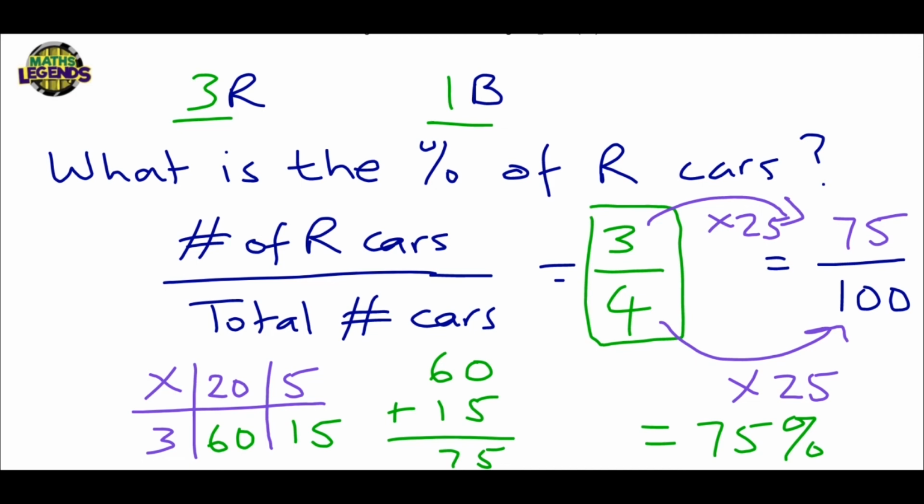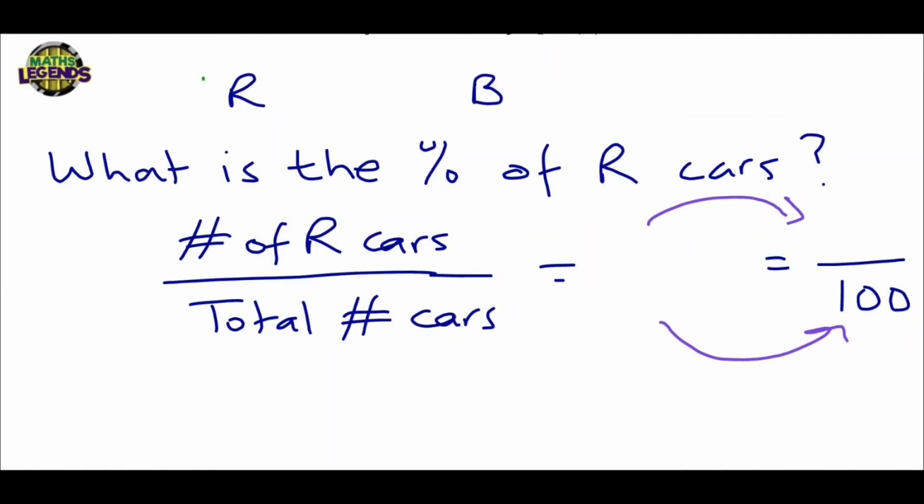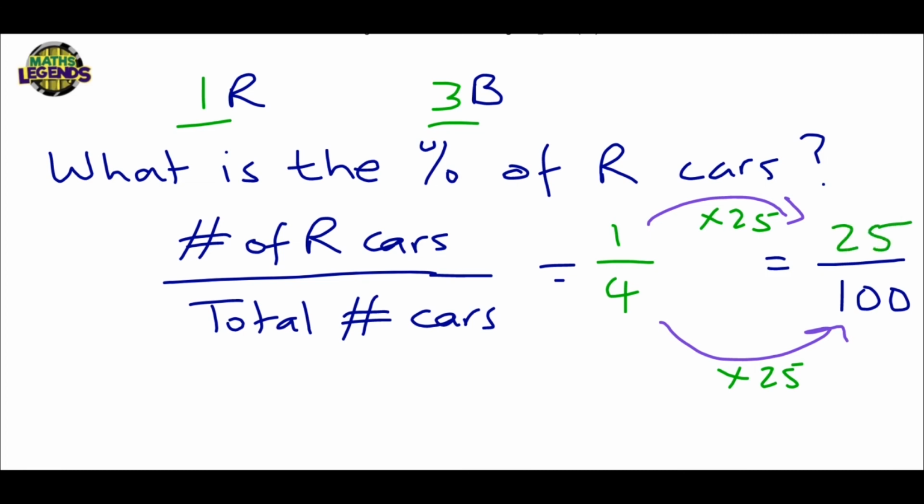Let's look at another example. Say we have 1 red car and 3 blue cars. So the first thing we do is we write the number of red cars. The number of red cars is 1, and the total number is 1 plus 3, so that's 4 cars. So again, to write this out as a percentage, we need to make the denominator equal to 100, so we can multiply this by 25, and the top one must also be multiplied by 25. So 1 times 25, 25. So this is 25 out of 100, so our answer becomes 25% are red cars.